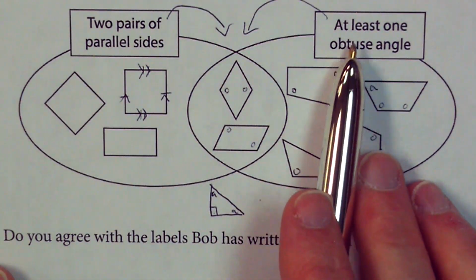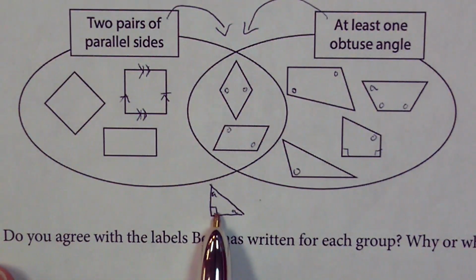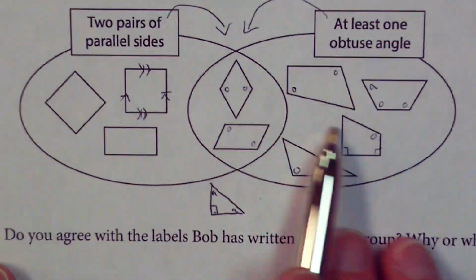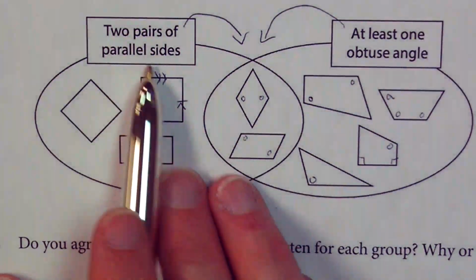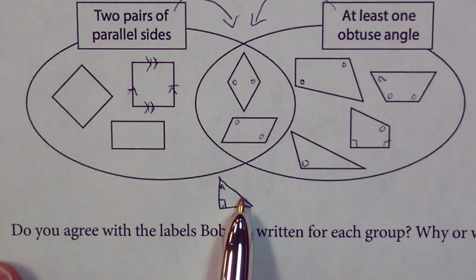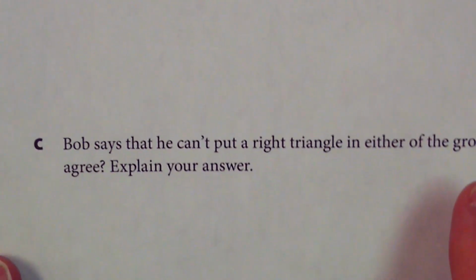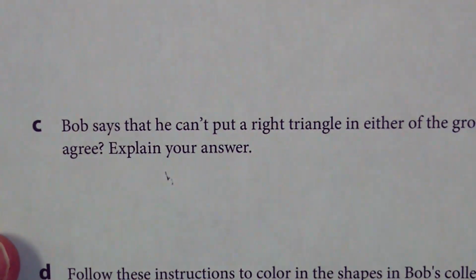Oh, so there's no obtuse angles in an acute triangle, so it would not fit in this side. Two pairs of parallel sides, and no sides of a triangle can be parallel. So I do agree with Bob for the reason I just said.